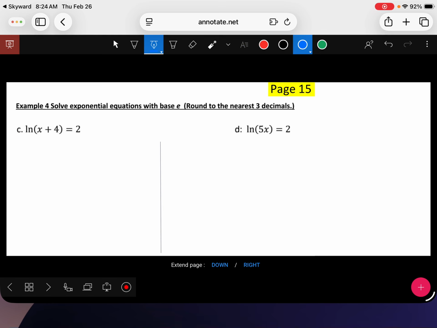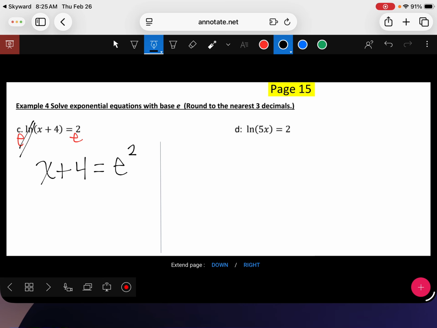All right. Let's go on to question C. So see how this one has a ln. So I'm not going to put a ln because it already has an ln. What's the opposite of ln? E. So you're going to put an e on both sides. That's going to cancel that out. So what you have is x plus 4 equals e, and then that is the power of 2.